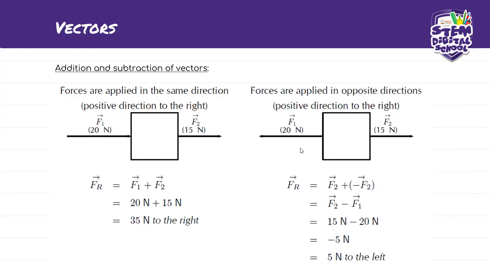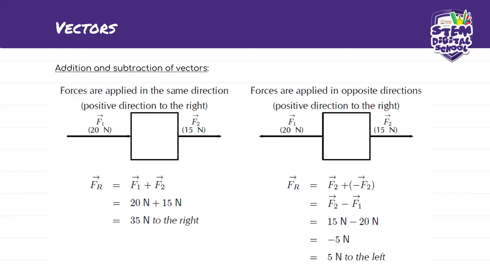On this one here, the forces are applied in opposite directions. The positive direction is the force to the right, and the force to the left is the negative. We choose which one is our positive. We chose F2, the direction to the right, as positive. So now we're going to say F2 plus F1, where F1 is going to have a minus, because it's moving in the opposite direction. So it's going to be 15 minus 20, and that's going to be minus 5 Newton. Or you can say 5 Newton to the left, because our left is our negative direction.